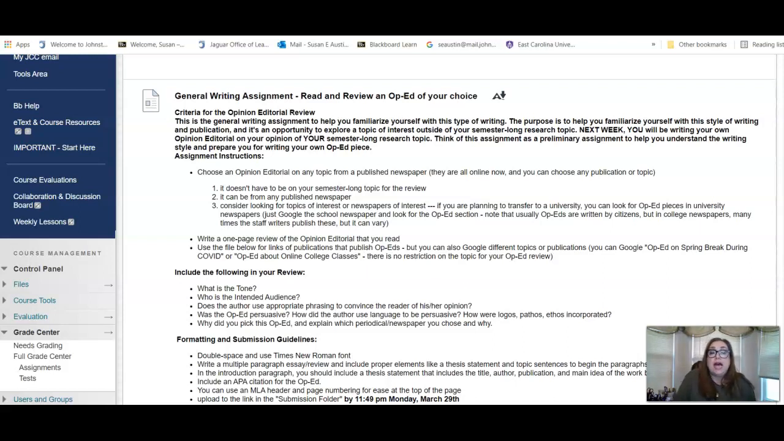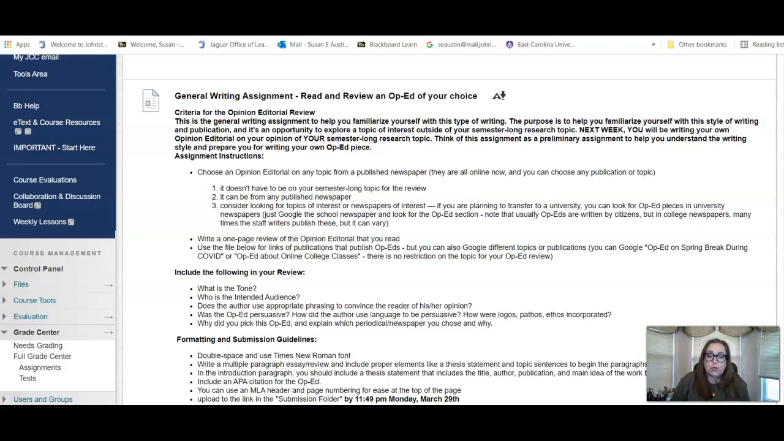Basically, I'm asking you to look over an op-ed piece that has been published. In the old days, it would have been published in a newspaper, and they still are. Locally, the News and Observer publishes, and nationally we have things like the New York Times and Washington Post. USA Today, I think, still publishes print. But just for convenience, do it through Google, a search online, and you can find something that's been published with these periodicals.